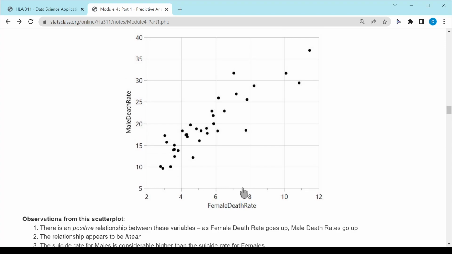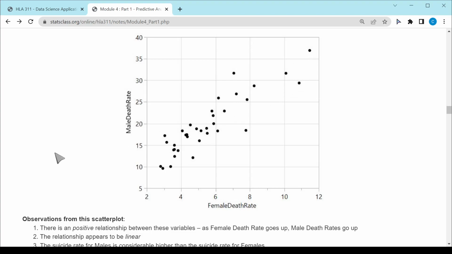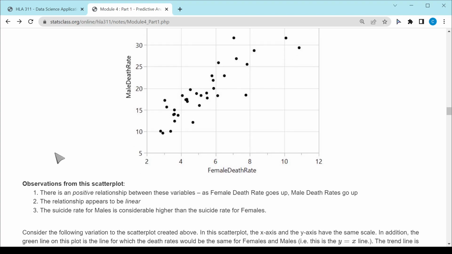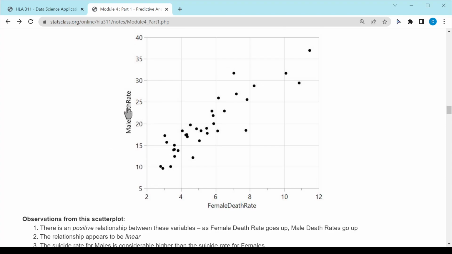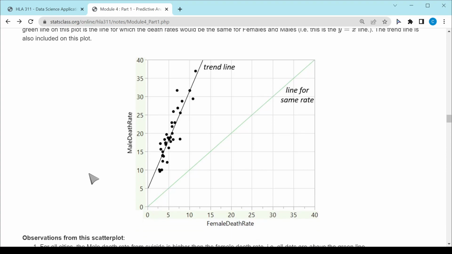Quickly, some of the observations here again is that a positive relationship exists between these two. So as the female death rate increases due to suicide, I can expect the male death rate from suicide to increase. Again, the relationship appears to be fairly linear. And also notice, again, that the numbers for the male death rates tend to be somewhat higher than the female death rates.